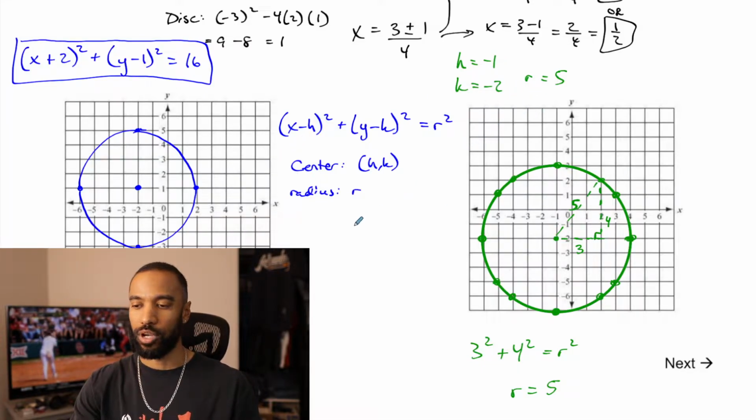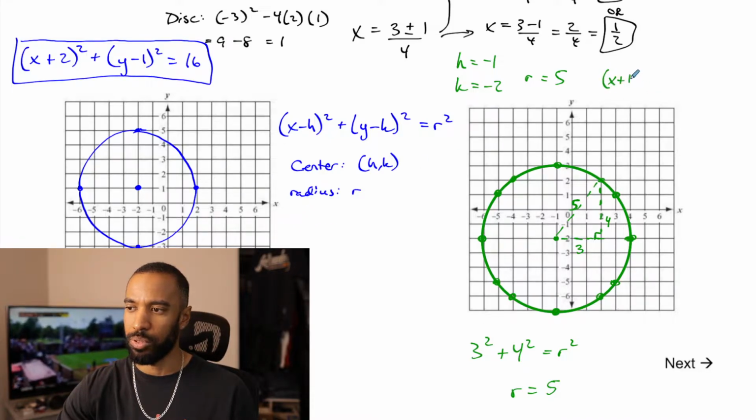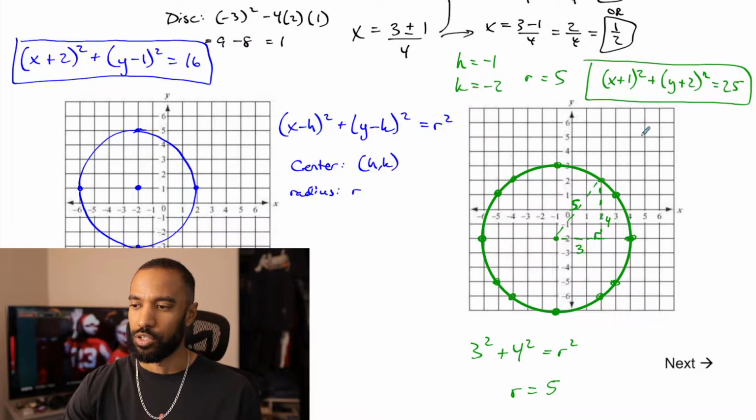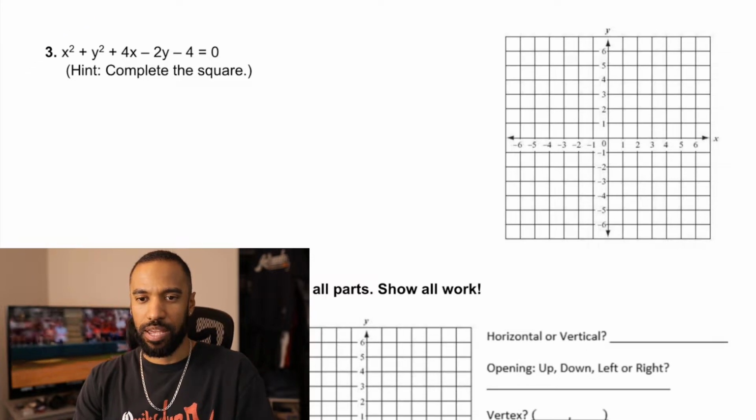Anyway, our equation is something I still need to write here. So up here, it's going to be x plus 1 quantity squared plus y plus 2 quantity squared equals 5 squared, which is 25. There we go. There's the graph, there's the equation. Let's move forward. Last page of review 1.